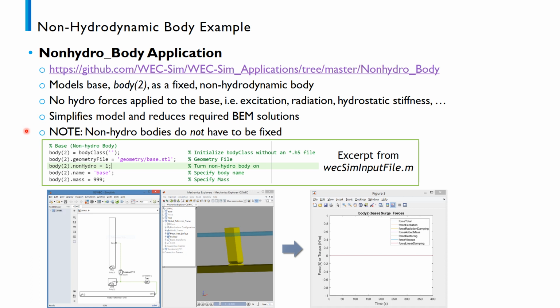Note, non-hydro bodies do not need to be fixed. The constraint attached to the body determines its range of motion. In the results, we see that all surge forces are zero. In heave, the restoring forces could be non-zero.